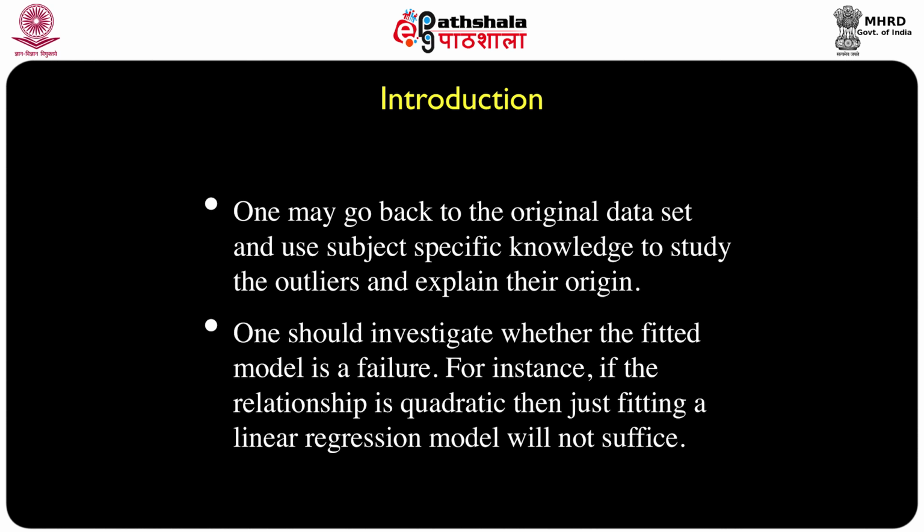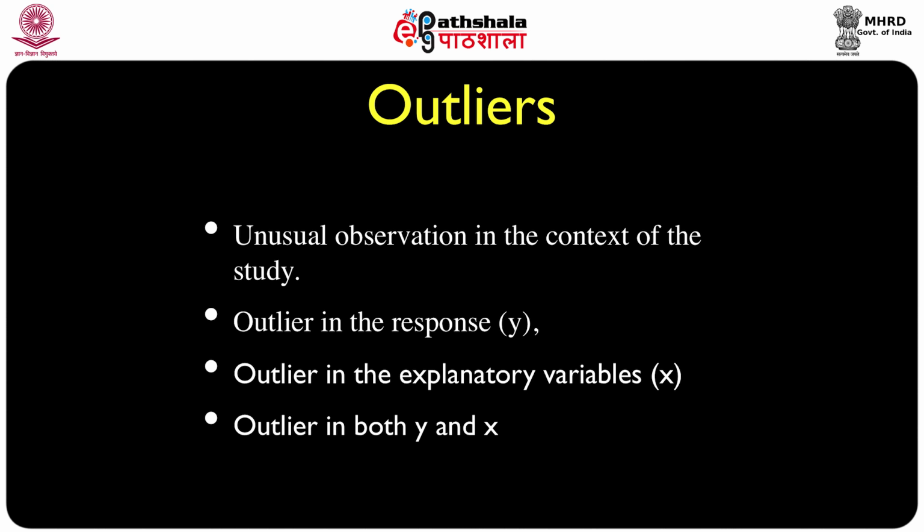For instance, if the relationship between the explanatory variable and the response variable is quadratic, then just fitting a linear regression model will not suffice. Let us look at the definition of outliers. Any unusual observation in the context of our study will be called an outlier. There are three types of outliers in a regression setup: outliers in responses or the y variables, outliers in the explanatory variables or the x variables, and outliers in both y and x variables.